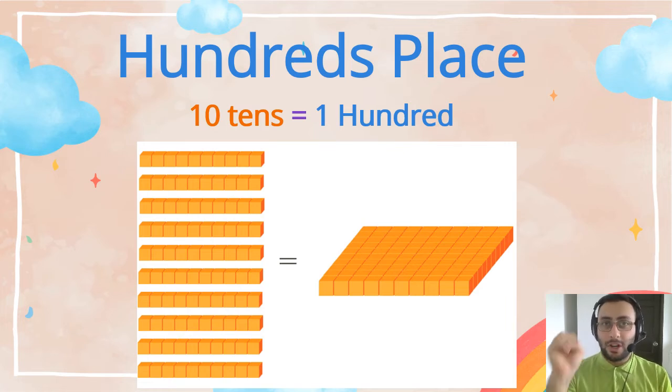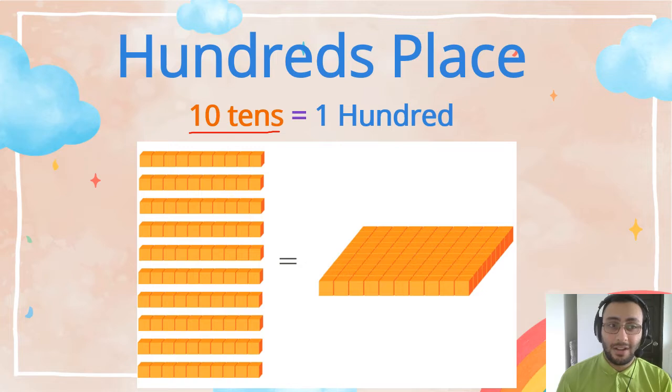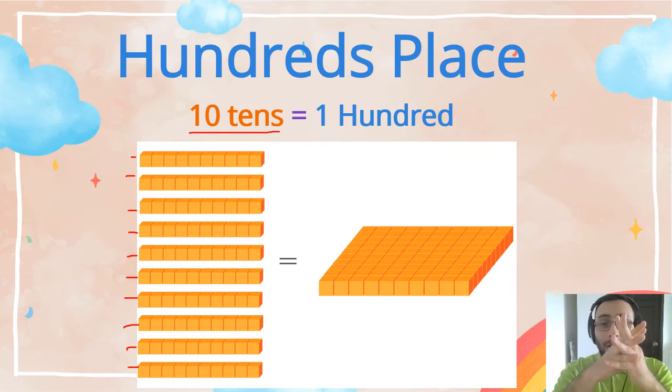Now, we learned about ones. We learned about tens. Let's go even bigger, the third one. When we have 10 tens, look at here. 1, 2, 3, 4, 5, 6, 7, 8, 9, 10. Oh, we have 10 tens. We can group them together into 100. So 100 is made of 10 tens.